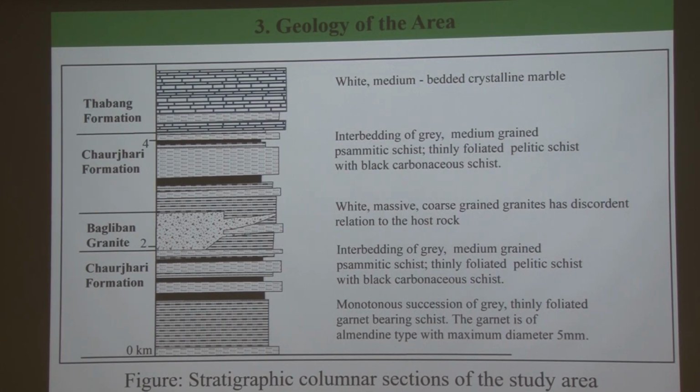area, which comprises the Chaudhary formation, Baglivan granite and Thawang formation. The Chaudhary formation consists of graphitic schist and meta-sandstone, whereas the Baglivan granite consists of granite which has a discordant relationship with the host rocks, and the Thawang formation consists of impure crystalline marble.